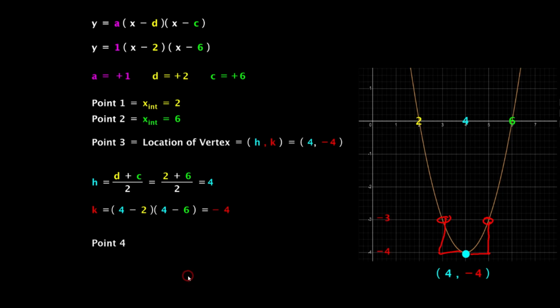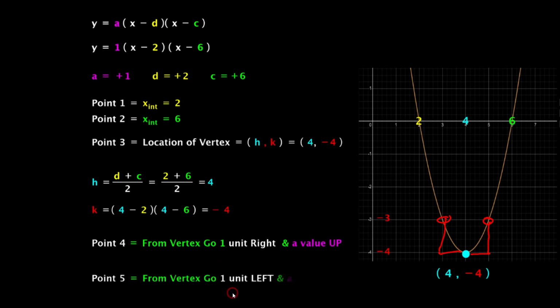So point 4 is from the vertex, we go one right, a value up, and we go one left and a value up. This is our point 1, point 2, point 3, and 4 and 5 were the 2 x-intercepts. And we just draw the parabola. This parabola was drawn from decimals. The calculation is okay. We just learned how the 5-point works. Understand?